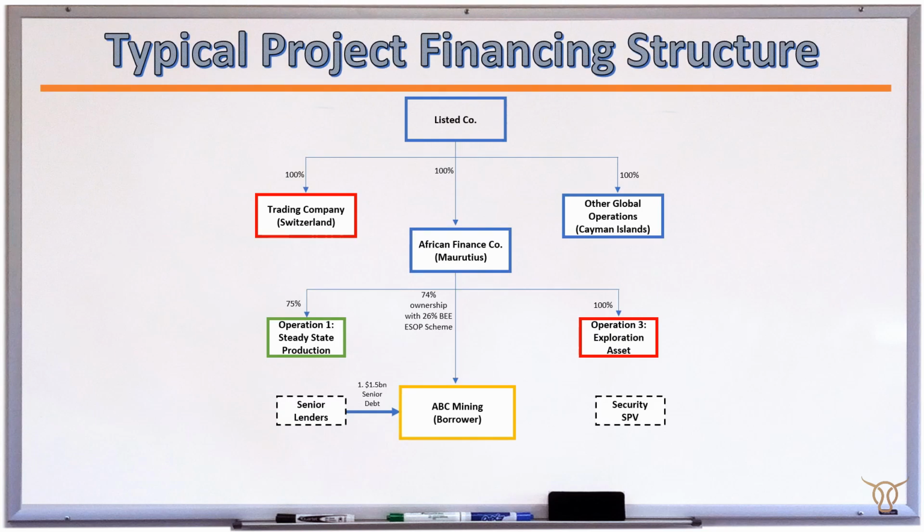the borrower, ABC Mining. This company would own the assets being financed by the project financing, and these assets would form part of the lender's security package.